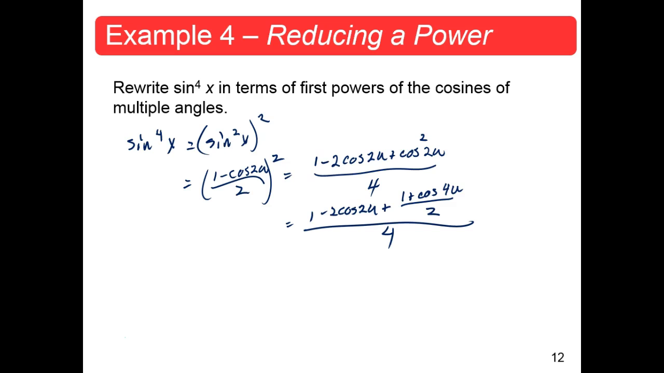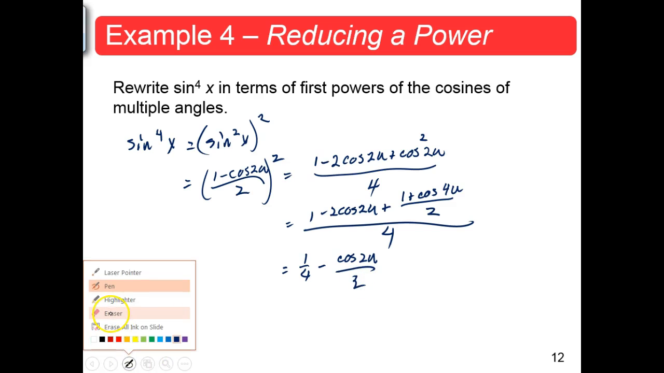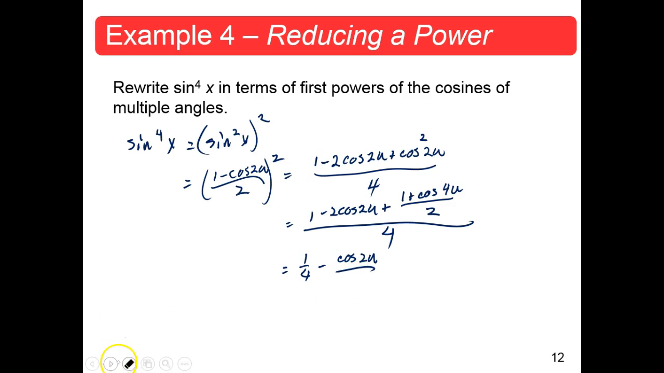Okay? Now, just to clean that up a little bit, I'm going to string it out. 1 over 4, that's this 1 over that 4, minus, and this 2 over 4 is going to be cosine 2u over 2. You okay with that? That's an ugly 2, but let's see if I can clean that up a little bit.